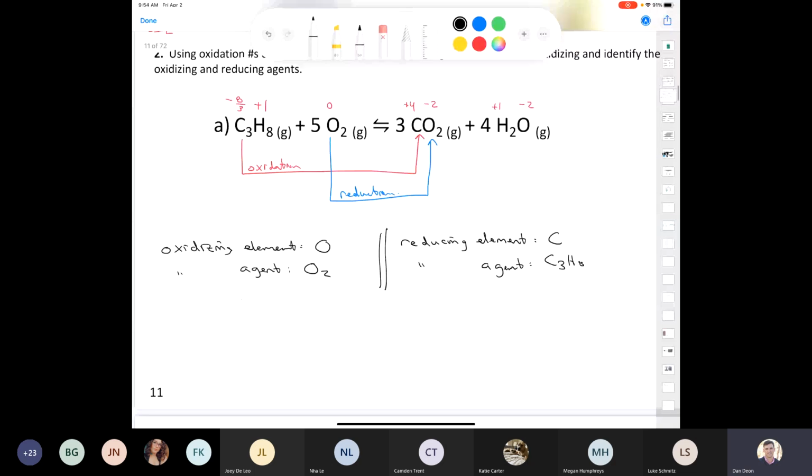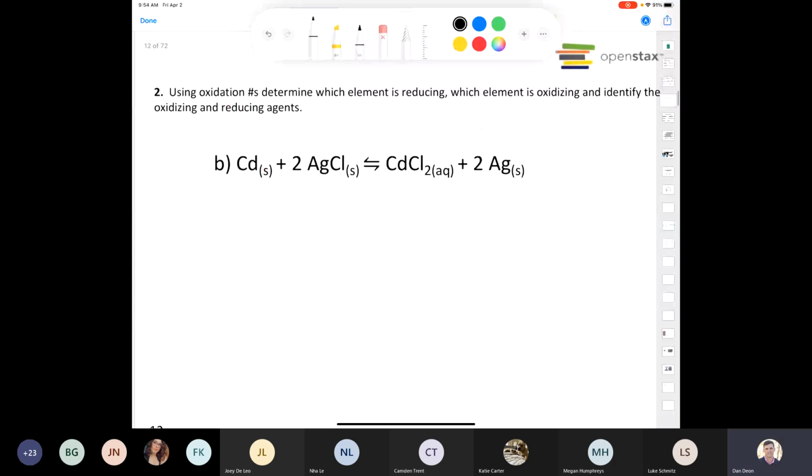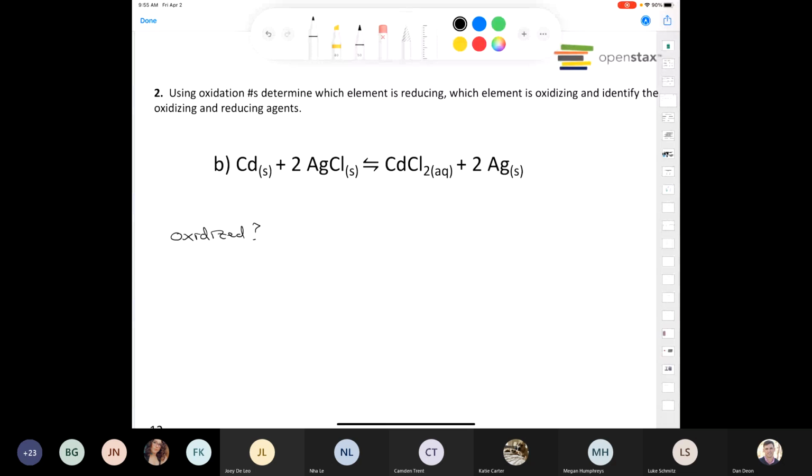Okay, so let's not worry about the question because I asked too many questions in this one. I don't like questions where you ask 6 different things. I want you to tell me what's being oxidized. Could anybody tell me what element is being oxidized in this reaction? Give you a second to think about it. Yeah, the cadmium is being oxidized.